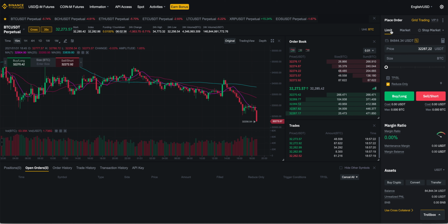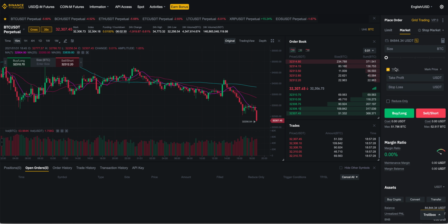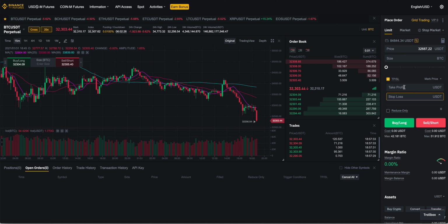So we check the limit orders, the market orders. These are just a position take profit, stop loss. You can already set up a take profit and stop loss for your position.